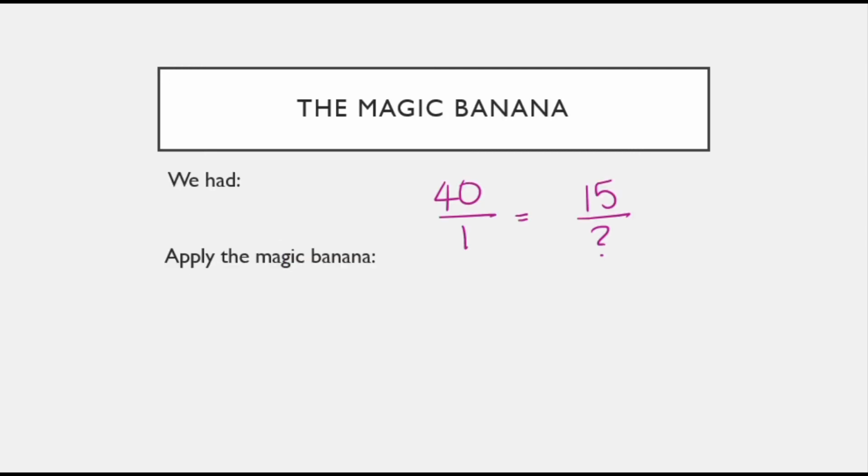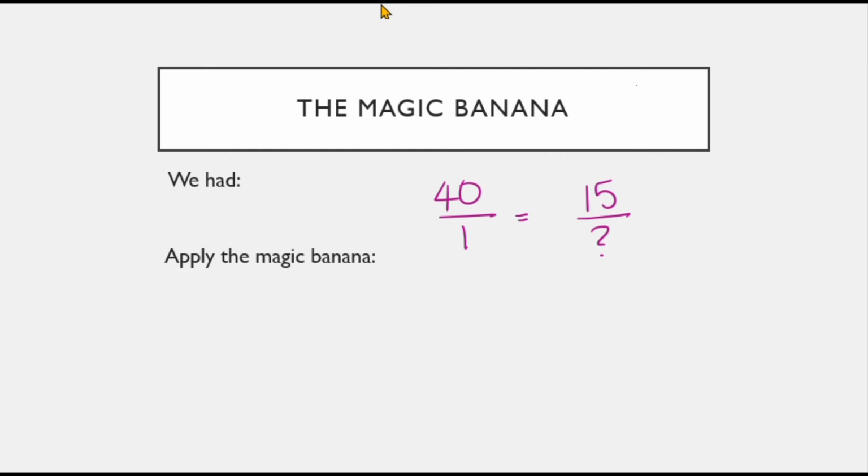Okay, so here's where we were on the last slide. We're going to use cross multiplication, which if you know it, go ahead and do your cross multiplication. When I say magic banana, it's a shortcut. For a magic banana, you set it up and put everything in the right place: gas on top, oil on bottom, 40 to 1, 15 to what?